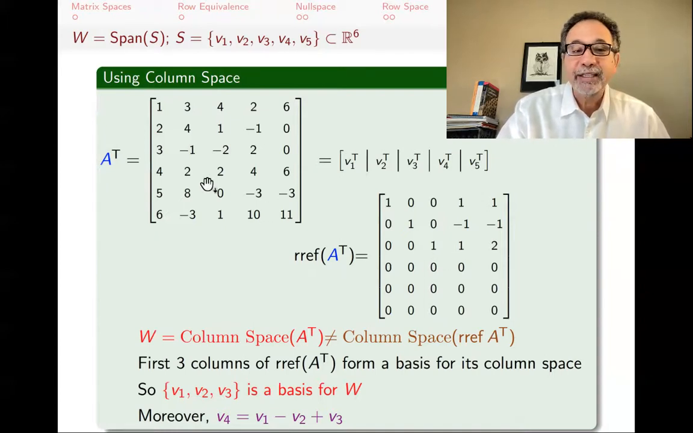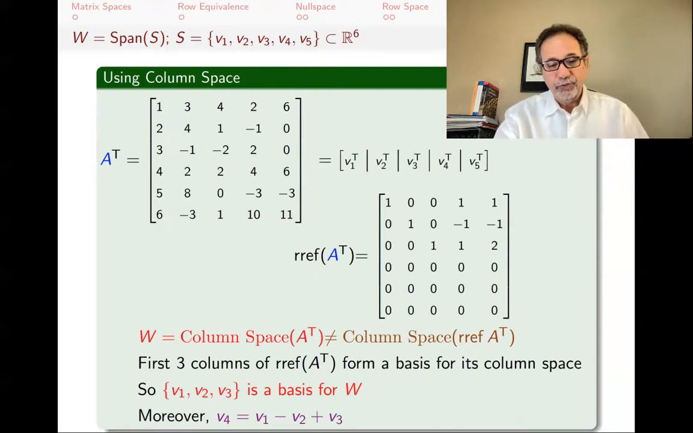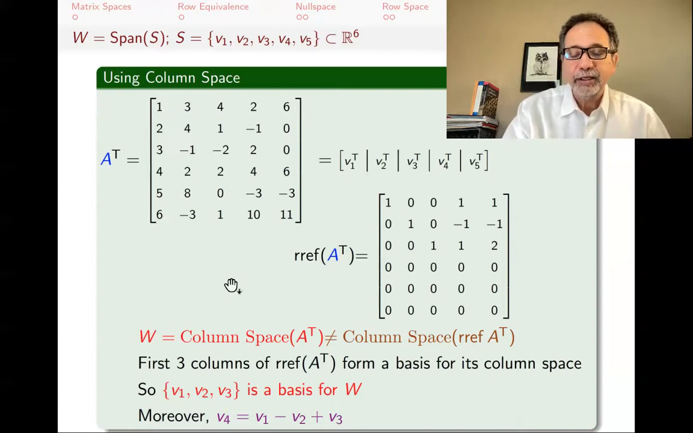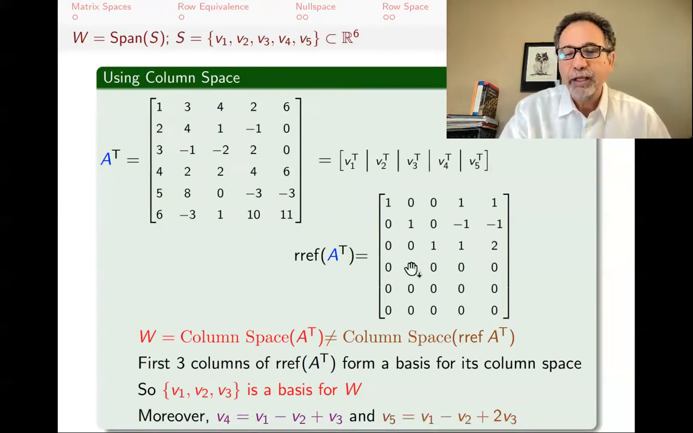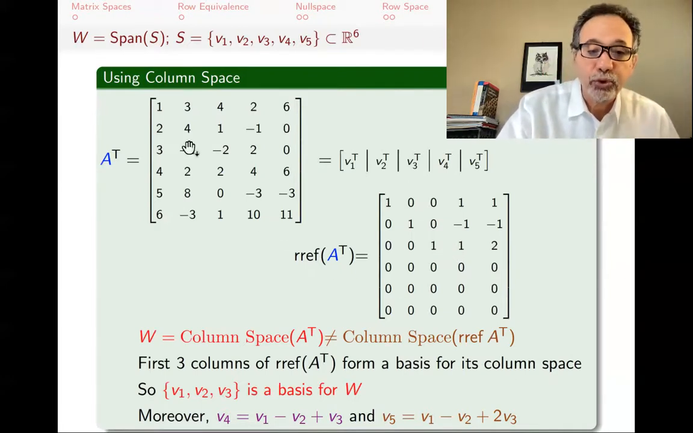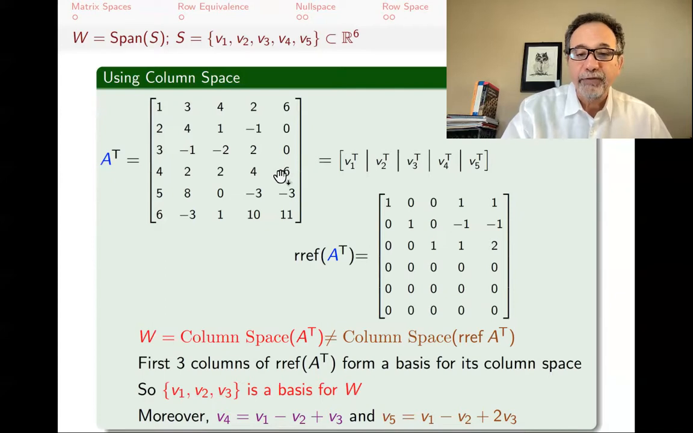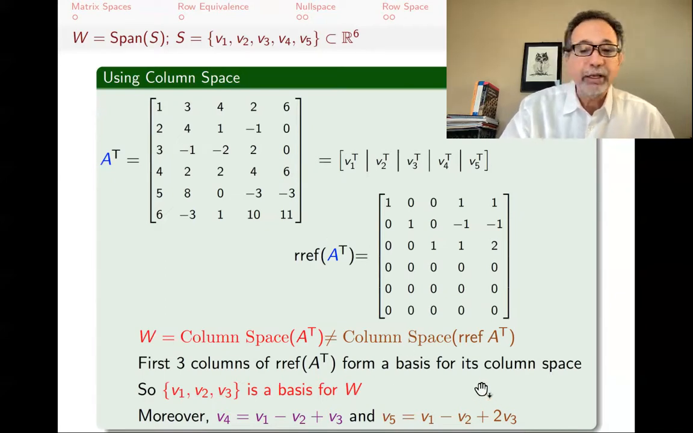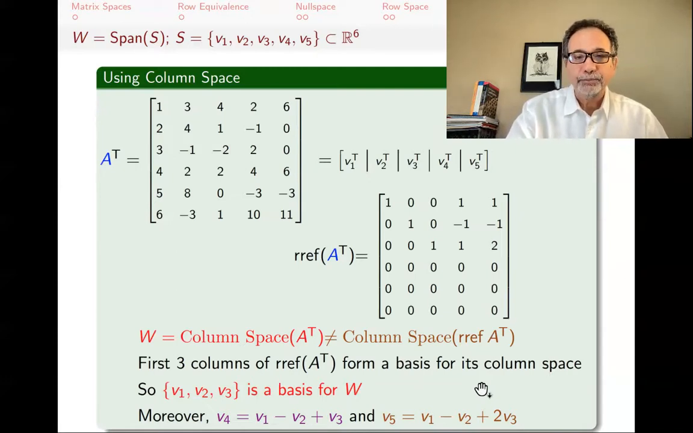And so the same thing has to be true about the columns of A transpose. And so you now know that V4 is V1 minus V2 plus V3 without any calculation other than finding this reduced row echelon form, which, as I said, a computer can do for you. And likewise, V5 is V1 minus V2 plus 2V3. That's very easy to read from the reduced row echelon form of A transpose, but now that will also be true of the columns of A transpose. And so we have that relation too, and then other relations as well.